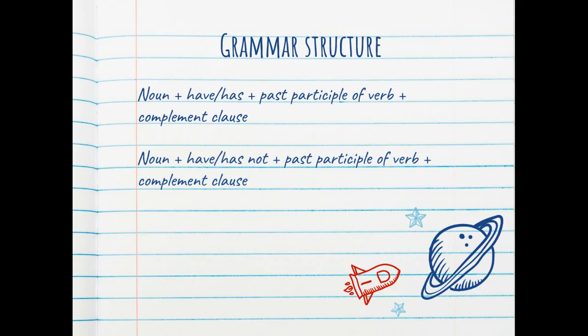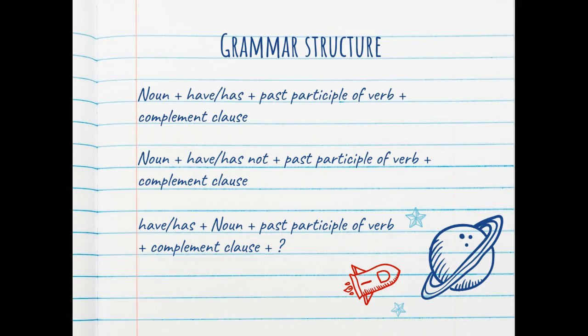Now, when it comes to negative structures, okay, we're going to use again our noun followed by have or has. The difference is that we're going to be adding the negative particle not to the verb have or has. After that, again, we're going to add our past participle of the verb followed by our complement clause.